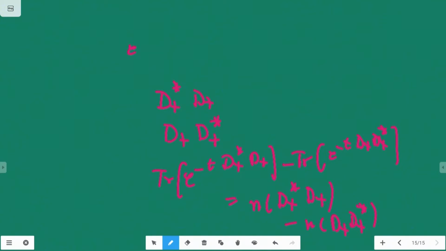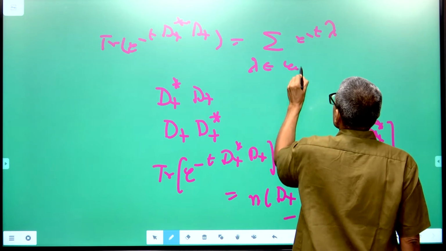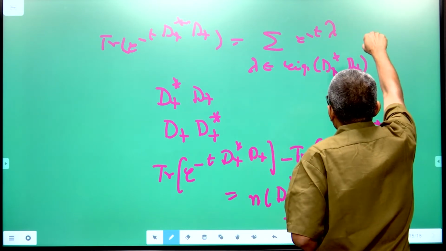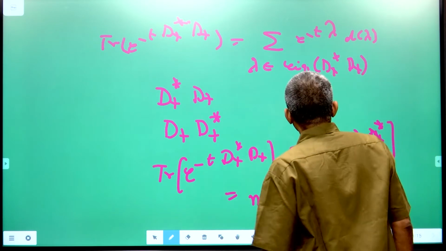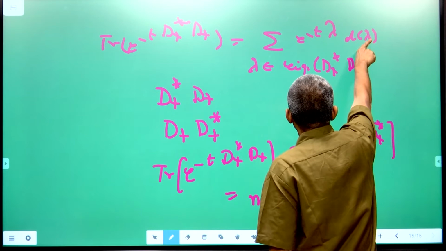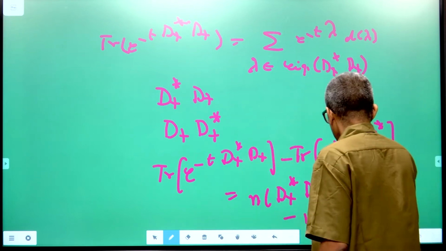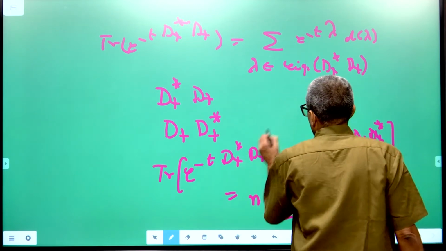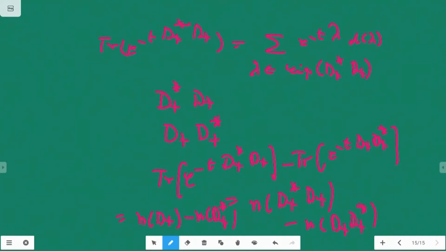You see, what is the trace of e power minus t D plus star D plus? The trace of this is nothing but the sum of e power minus t lambda over all lambdas varying over eigenvalues of D plus star D plus, taking multiplicities into account. So, if you sum over only the distinct eigenvalues, then you have to put the dimension of that eigenspace for this. Similarly, for D plus D plus star, whenever lambda is not 0, you will get the same terms, because the multiplicity is the same and the eigenvalue is also the same, so that will cancel out. So, only the zero eigenvalues will contribute to this super trace, but the nullity of D plus star D plus is the same as the nullity of D plus. So, this can also be written as the nullity of D plus minus the nullity of D plus star, which is the index of the Dirac operator.